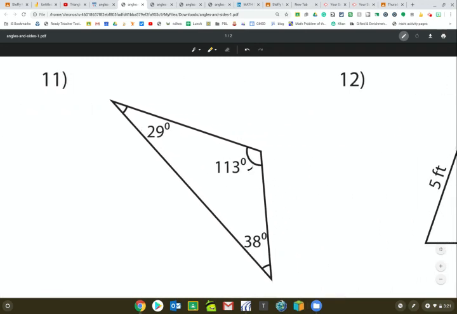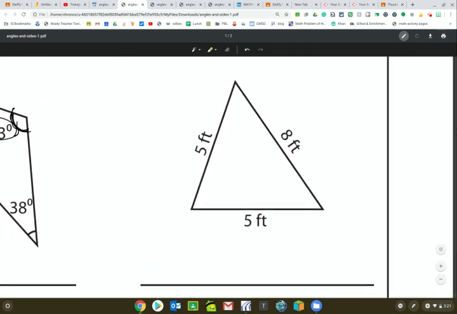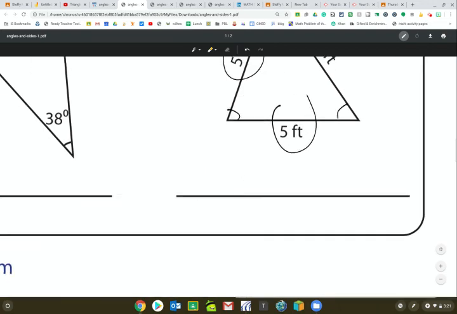Ooh, this one's giving me the angle measurements. In this case, since this is greater than 90 degrees, I know this is obtuse. And I don't see any lengths, I don't see any congruent lines, so we have an obtuse scalene triangle. In our last one here, we have acute because there's no angle greater than 90 degrees, and there are two sides that are equal. So this is an acute isosceles triangle.